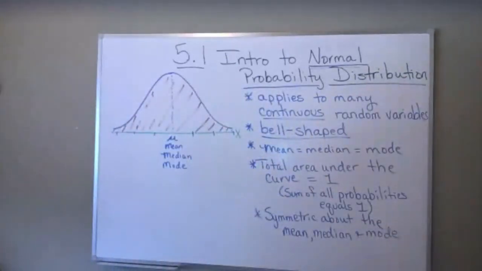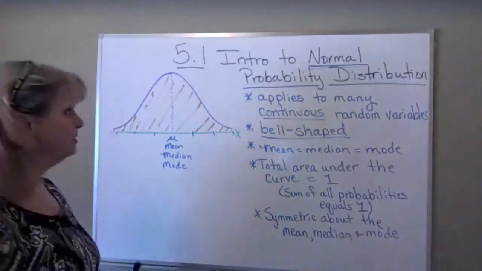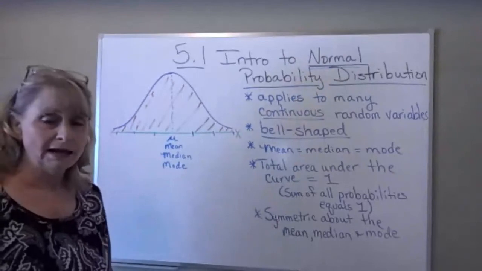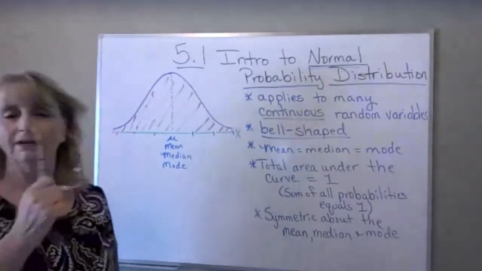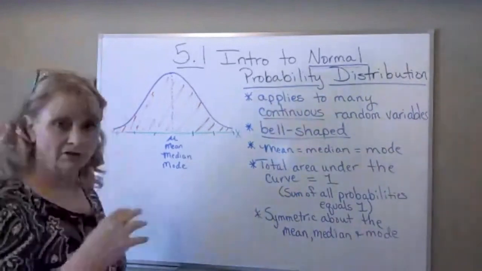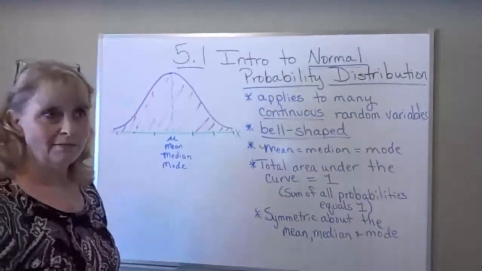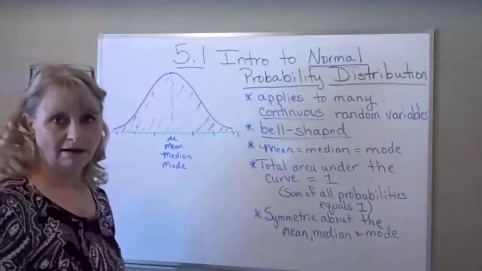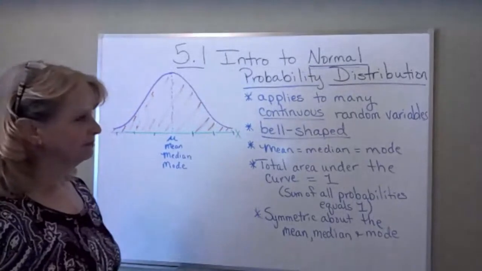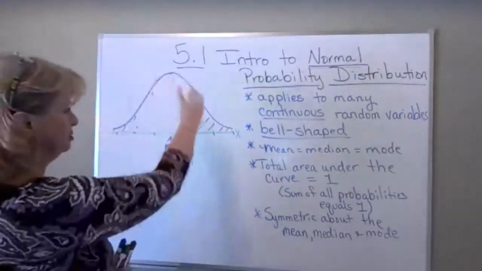And so these are some of the characteristics of the normal probability distribution. Like I said, this applies to many things in real life. And we're going to be talking a little bit more about that after the break today. So things like height and weight and all kinds of things are normally distributed.